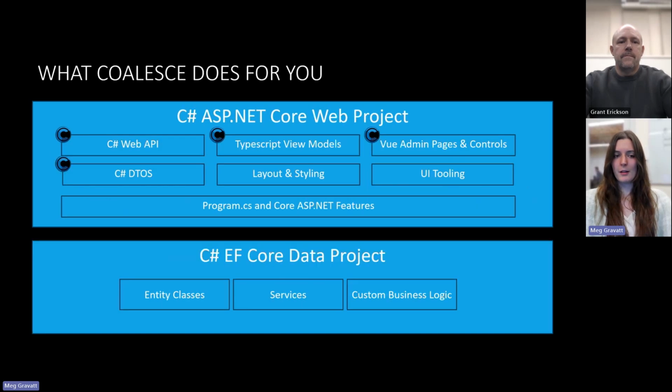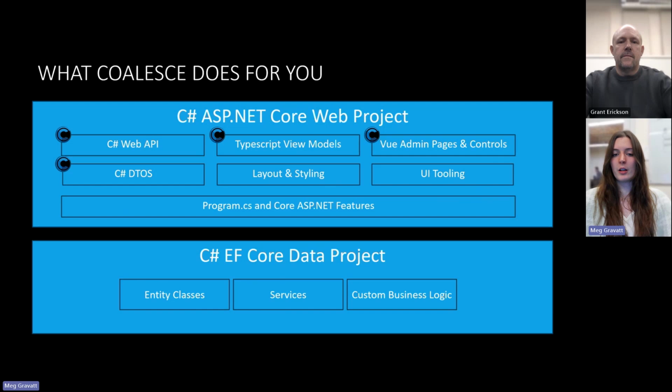So yeah, this is the page I was just talking about. Yeah, here we go. This is great. So this tells you what you're focused on building and what Coalesce is focused on generating. You can see all the little things with the Coalesce icon on it are things it generates for you, and you can see that's all in the web project. The data project is all stuff that you're focused on building. So your entity classes, your services, your custom business logic.